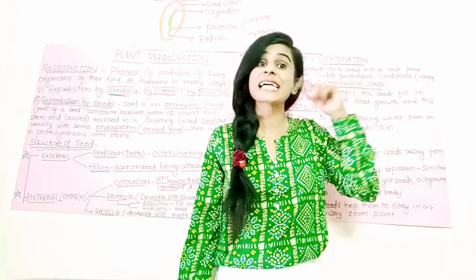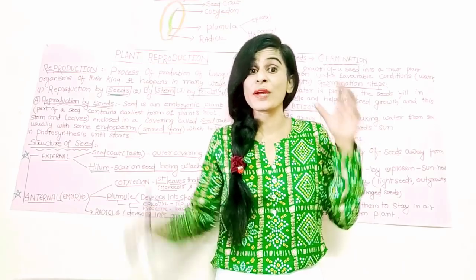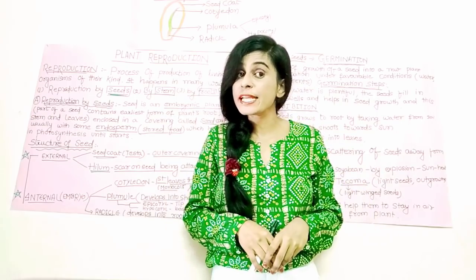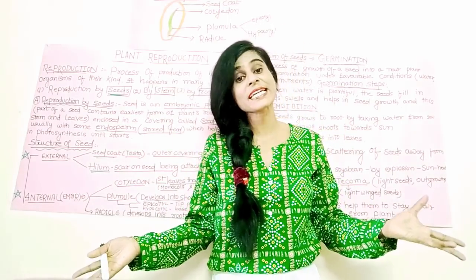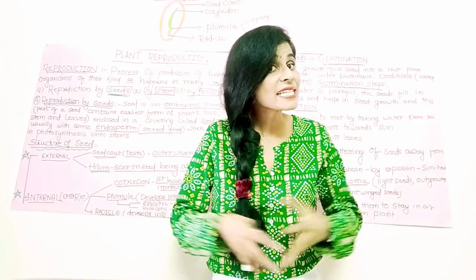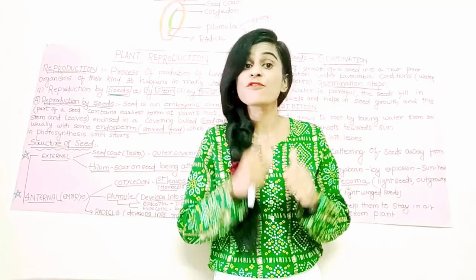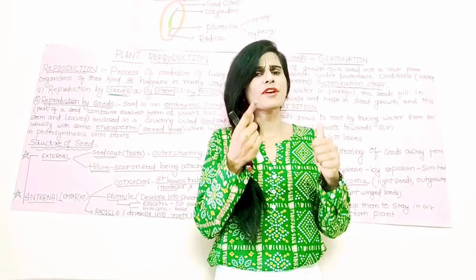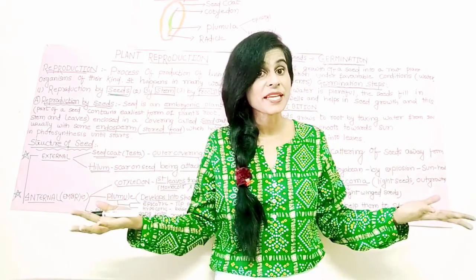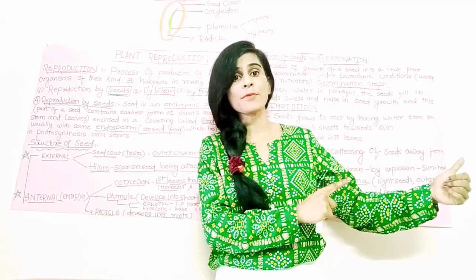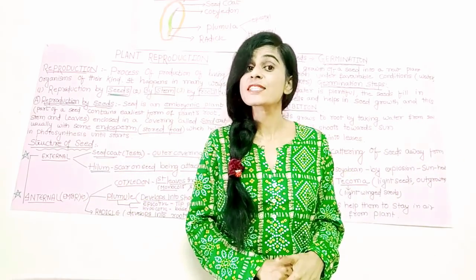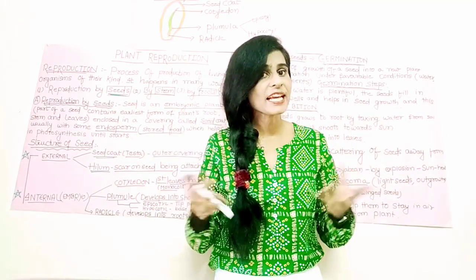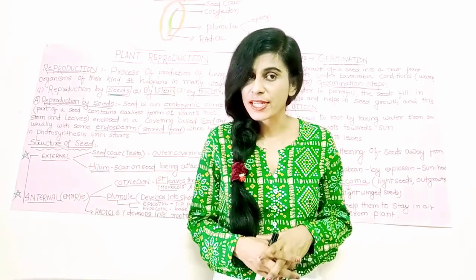H-I-L-U-M. What is hilum? A scar. What does that scar show? It has an attachment with the parent plant. Now the internal structure of the seed. What do we call the internal structure of the seed? Embryo. How many parts does it have? Three. First one, cotyledons. The first embryonic leaf which will germinate. If a seed has one embryonic leaf, it is called monocotyledon, and if it has two embryonic leaves, it is called dicotyledon.